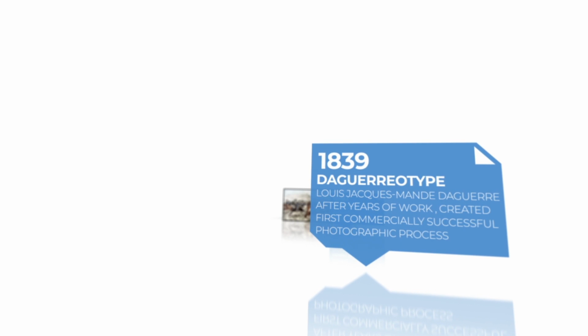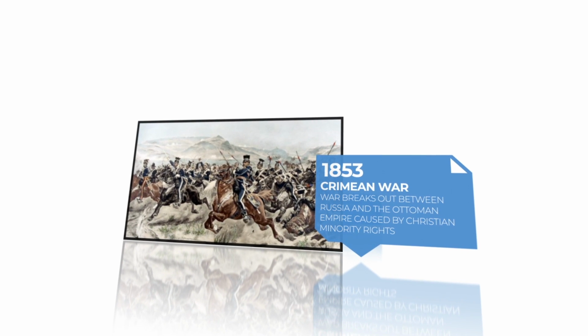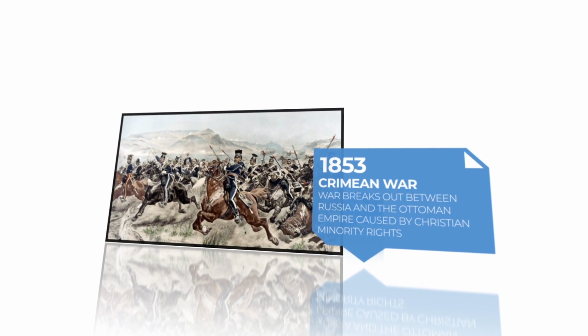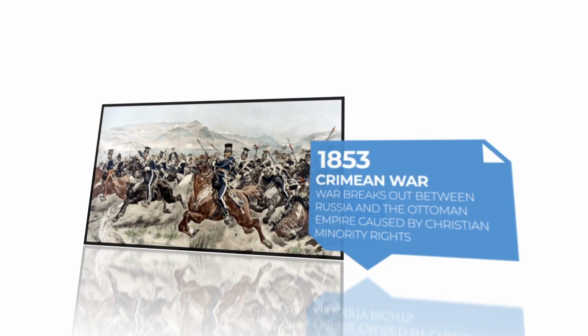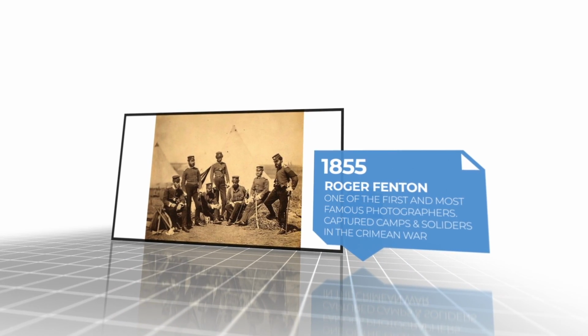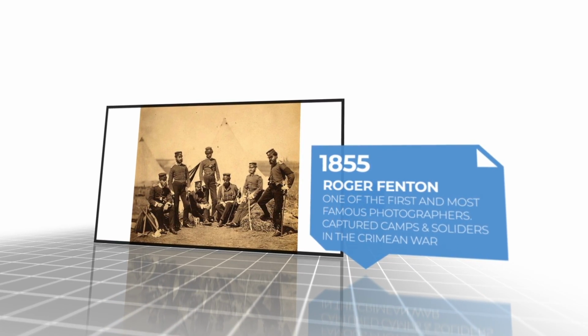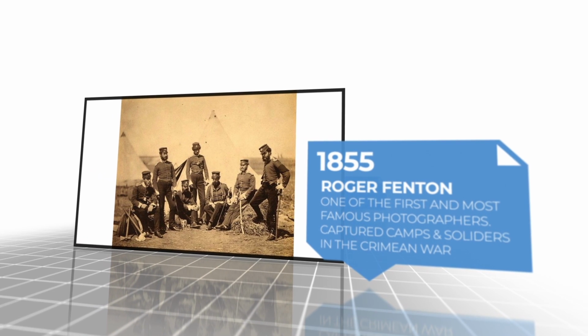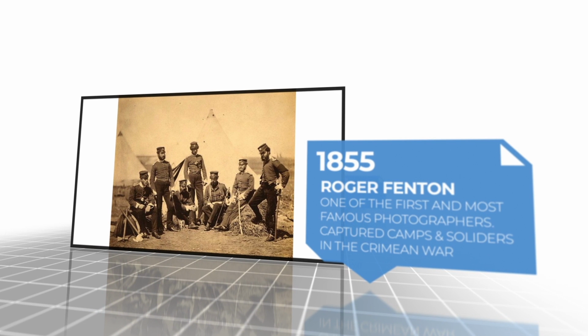In 1839, after years of studying and experiments, Louis-Jacques Daguerre created the first successful photographic process. It was not until the Crimean War between Russia and the Ottoman Empire that war photography really broke out. Individuals like Roger Fenton took the advancements of photography since Daguerre and used photos of the camps and soldiers in the Crimean War to share with civilians what the war consisted of.